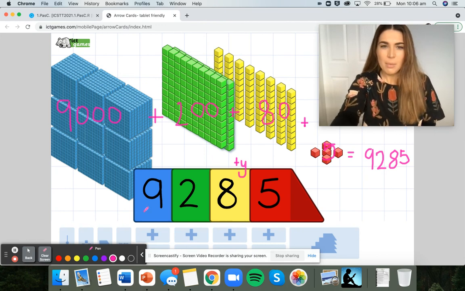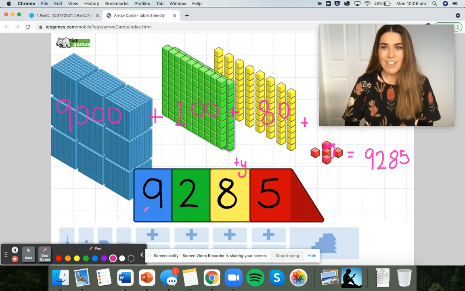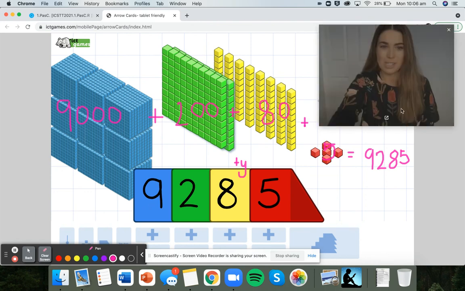All right, I would like you now to go and have a go at screenshotting and pulling apart numbers just like that and writing the expanded form number sentence before you take a screenshot for Seesaw. I will link this resource below.